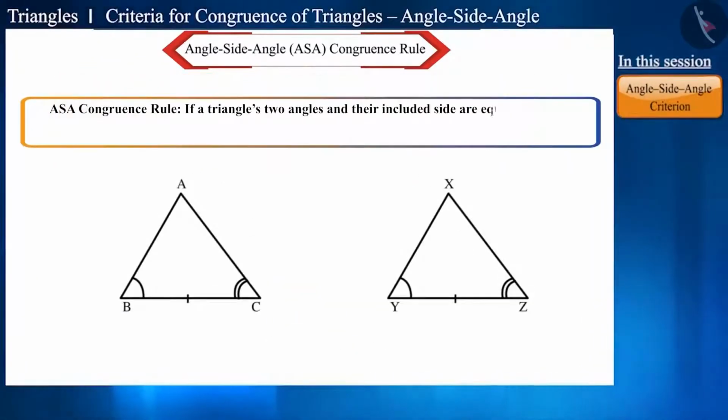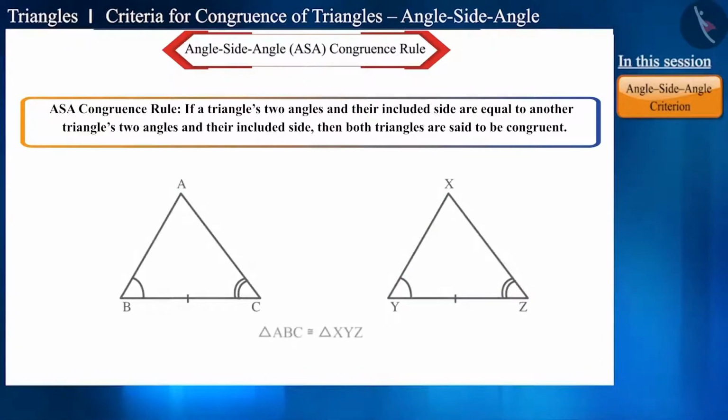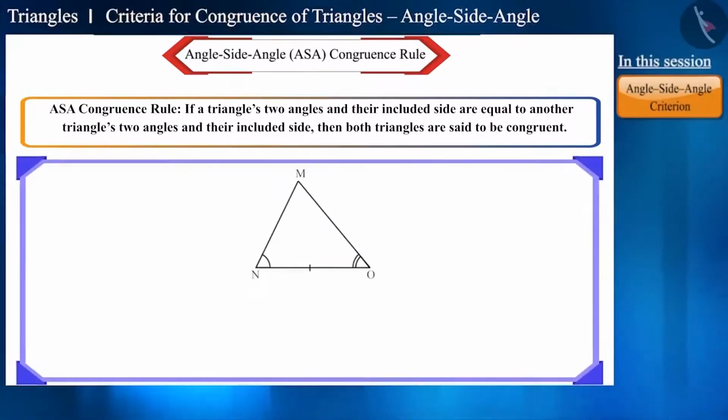Friends, what can you guess from the name of ASA, that is angle side angle congruence rule? Yes, according to this rule, if a triangle's two angles and their included side are equal to another triangle's two angles and their included side, then both triangles are said to be congruent. Let us draw a figure with the help of this statement.